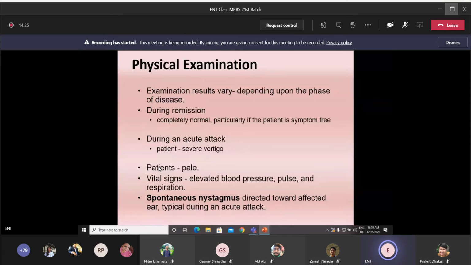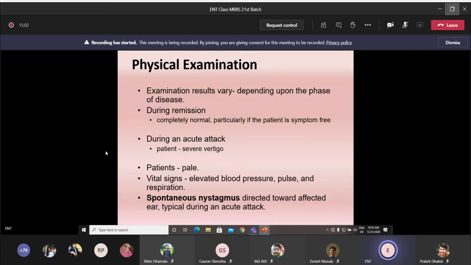He has severe vertigo associated with tinnitus, hearing loss, and pressure or fullness over the ears. But when the patient does not have an attack, and you see the patient, then the patient may be completely normal and symptom-free. He does not even complain of anything, and you may not find anything in the early stage of the disease. As you see the vitals, you can record an increase in blood pressure, pulse, and respiration, and they look very ill, pale.